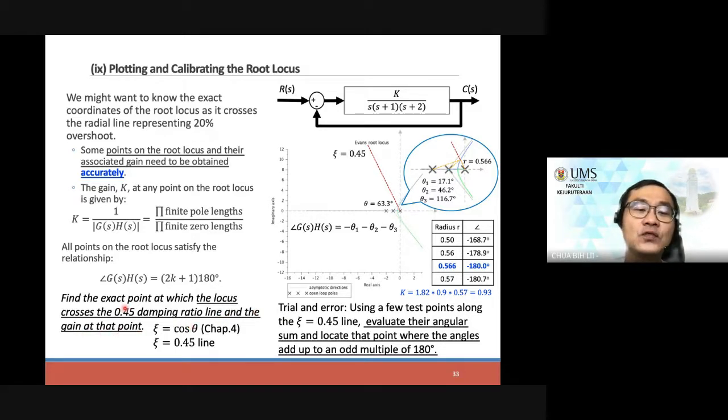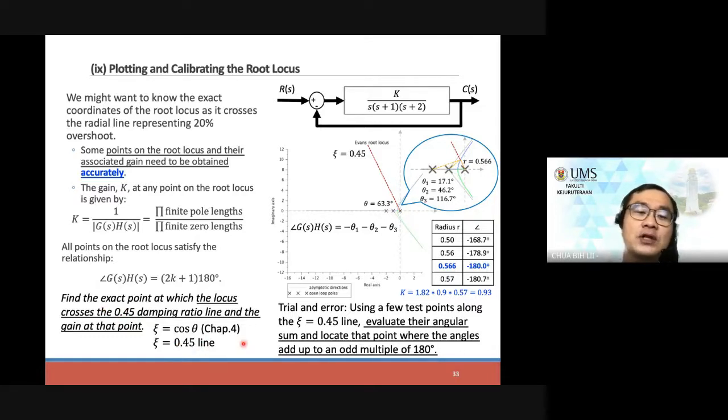Okay, so first we have to find what is the angle related to this, or what is the damping. We know that from chapter 4, you just refer back. The damping ratio should be equal to cos theta, the angle of this. So we know that the damping ratio is 0.45.